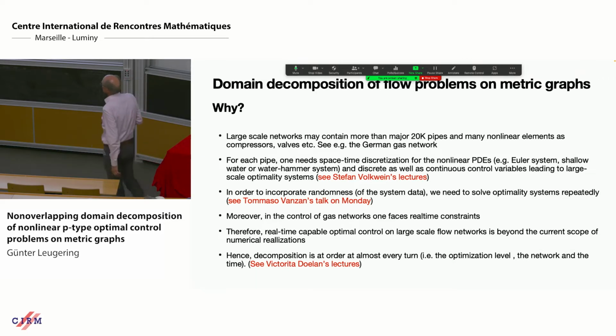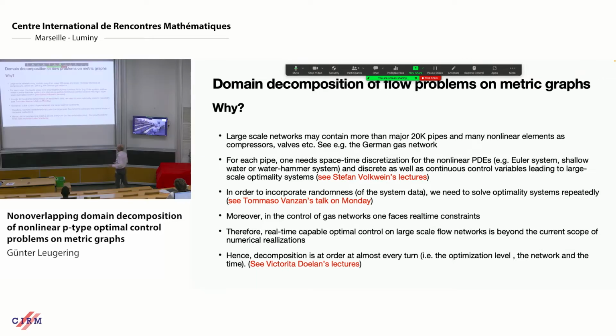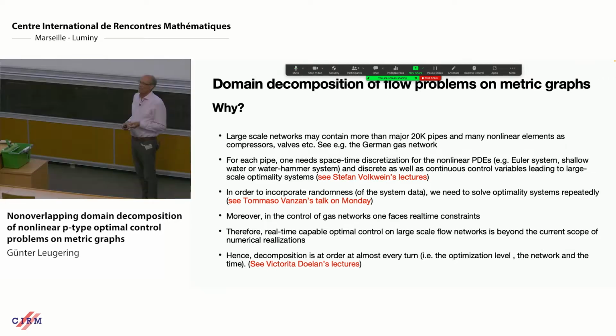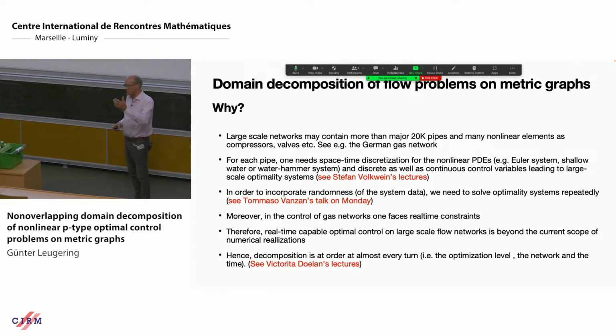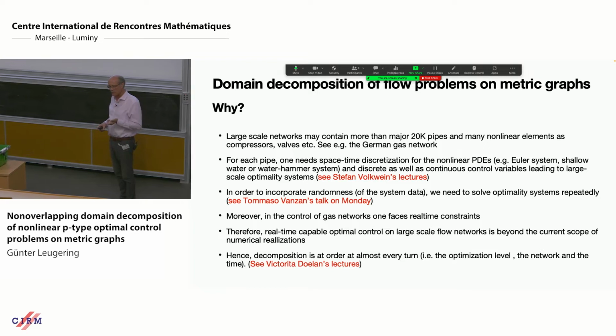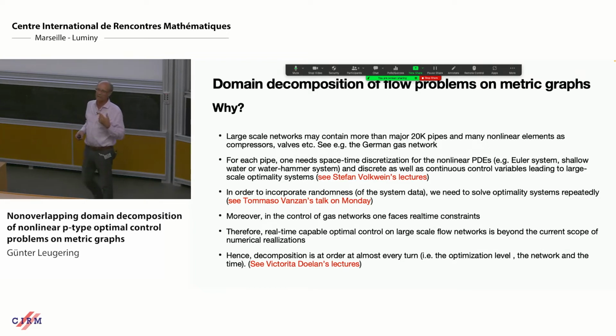If you also consider maybe what Tomasio was talking about, randomness, so you have to do it repeatedly. And the most demanding, and this is the case in almost all applications, is real-time capability. Right? You need to do this in real time. I mean, the people, I'll show you networks of gas, are communicating, the operators are communicating, they need the information on the entire network in maybe half an hour.